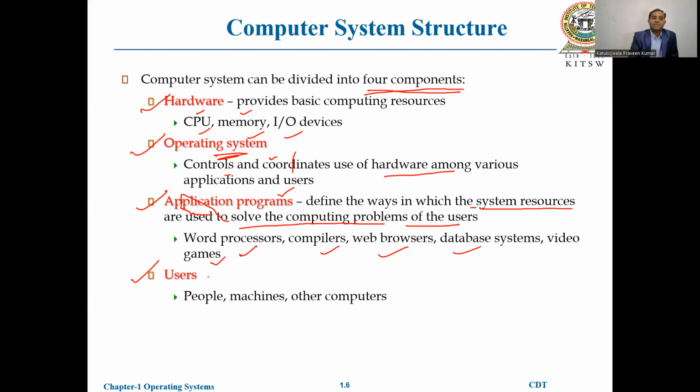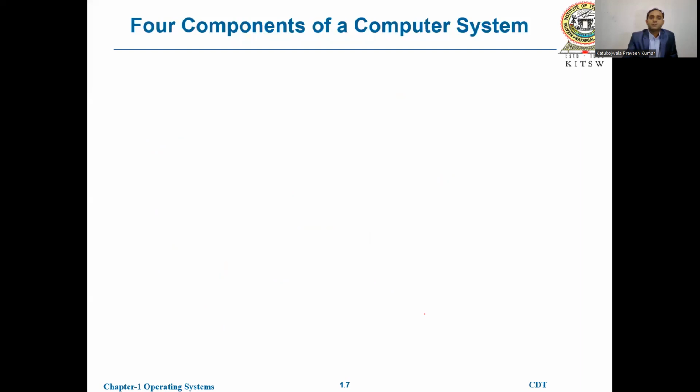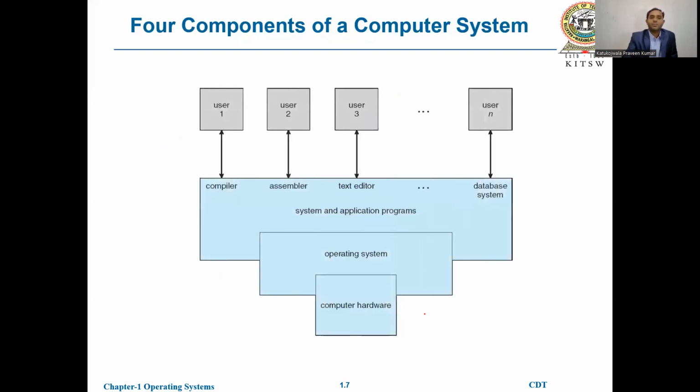The fourth component is users. The users are generally you and me, people. Sometimes a system can be used by a machine or other computers, so they are called users. So what are the four components of a computer? Computer hardware, operating system, and system and application programs.